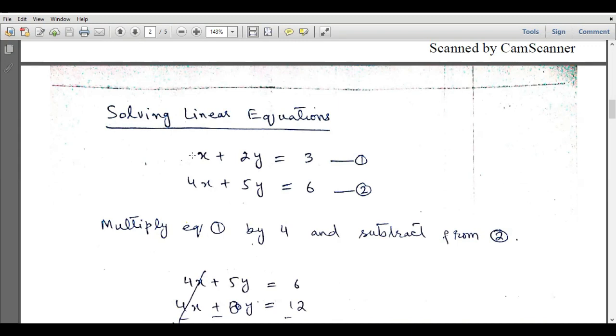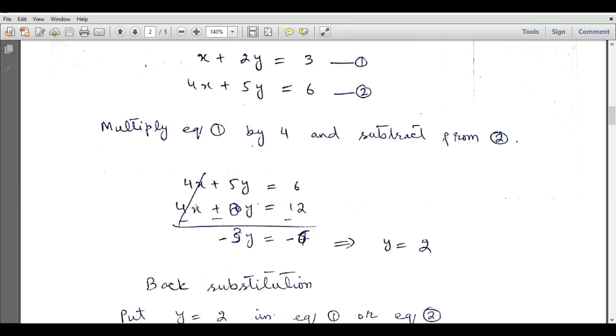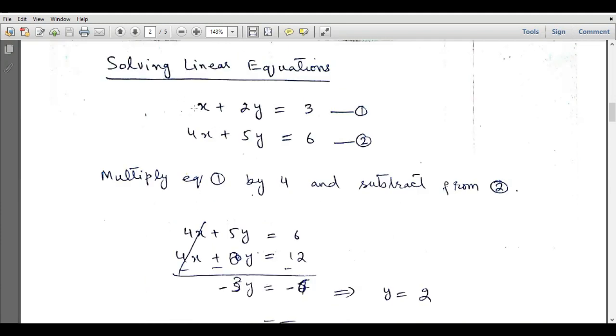So in conventional method, such a set of equations can be solved by eliminating one variable first. So this is done actually by multiplying the first equation by 4. So the first term will become 4x in both the equations, and then we can subtract one equation from the other, and one variable will be eliminated. So the other variable can be evaluated. Okay, so the second equation is 4x plus 5y is equal to 6, and first equation will become 4x plus 8y is equal to 12.